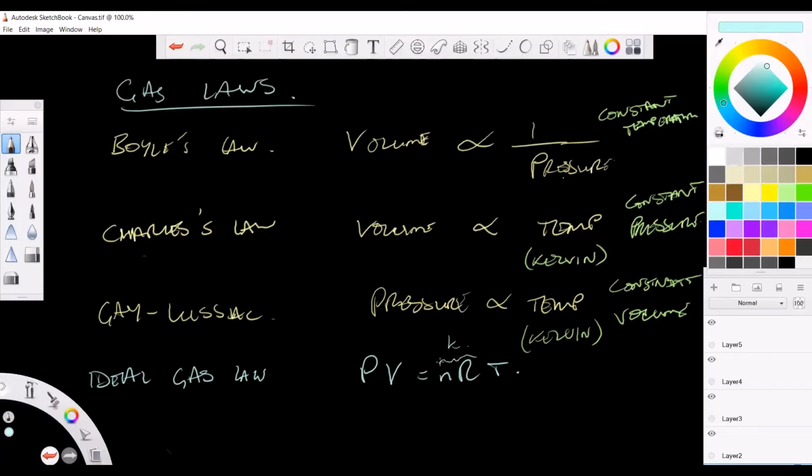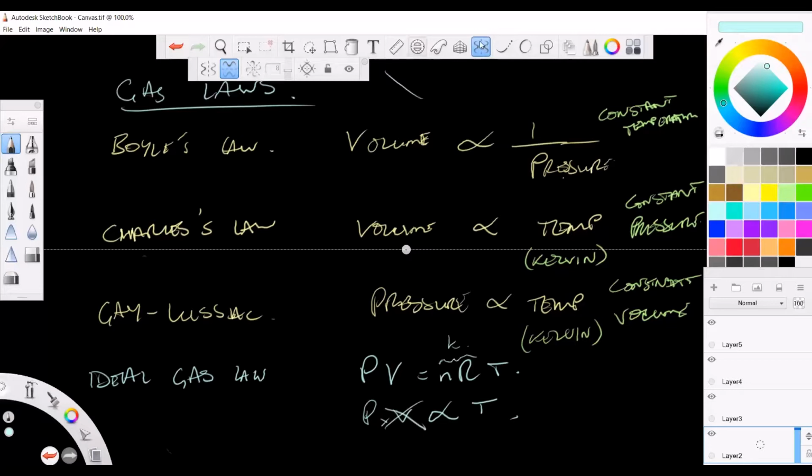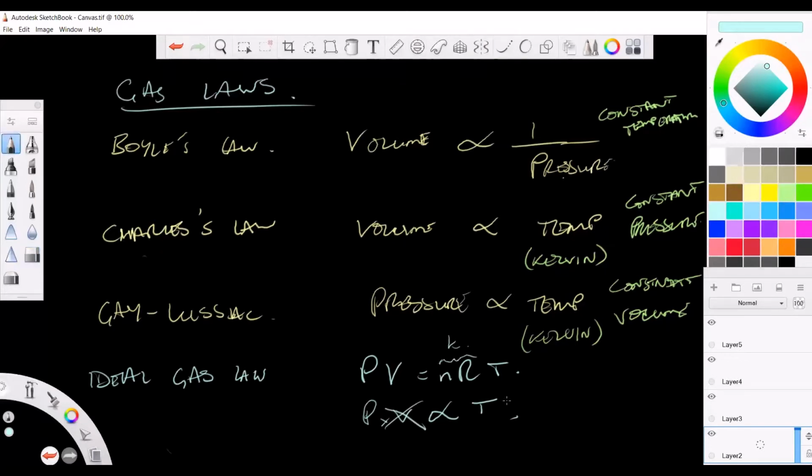So PV, you can kind of ignore what N and R are. What that means is that P times V is proportional to T. And that is actually a combination of all these gas laws. Look what happens if I keep volume constant: I've got the fact that pressure is proportional to temperature. Well, that's Gay-Lussac's law.